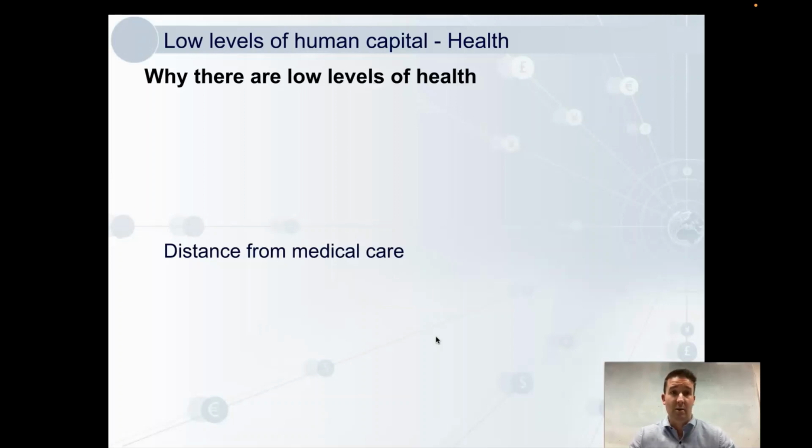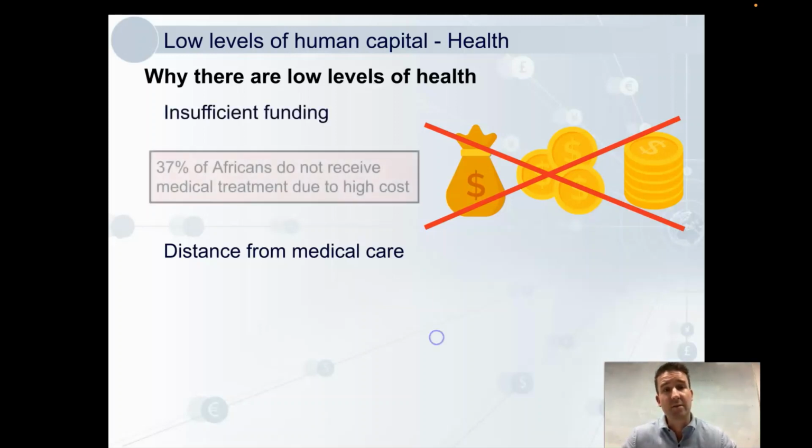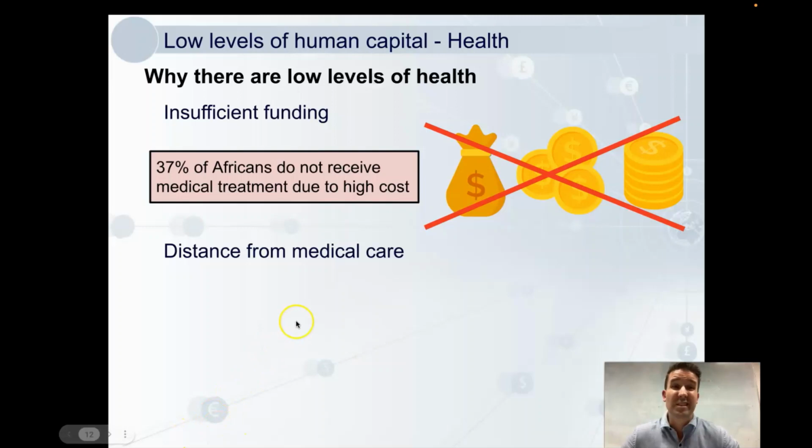Why are there low levels of health in these countries? Lack of money, big surprise. So insufficient funding. For example, 37% of Africans do not receive medical treatment due to the high cost. So it's just not accessible to a lot of people.